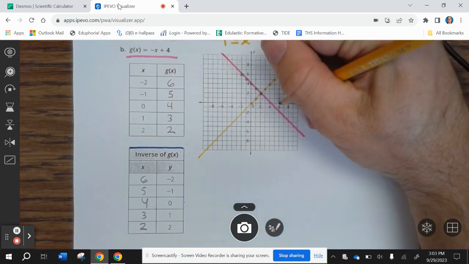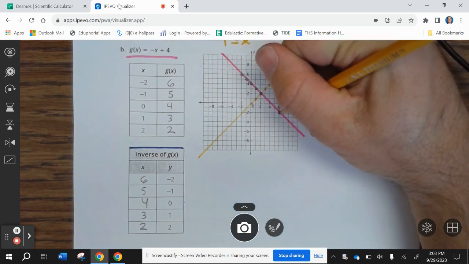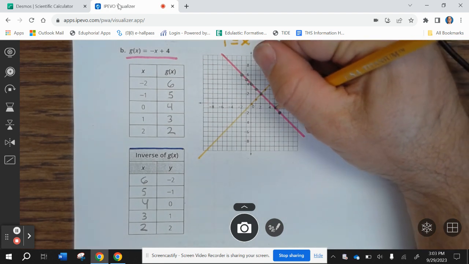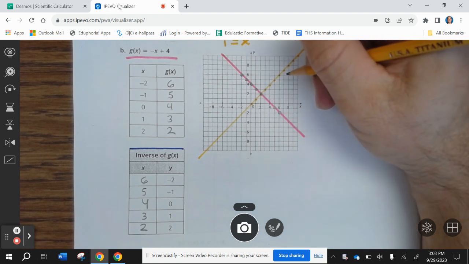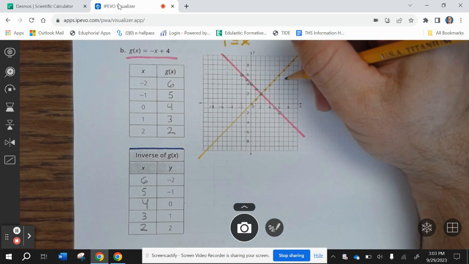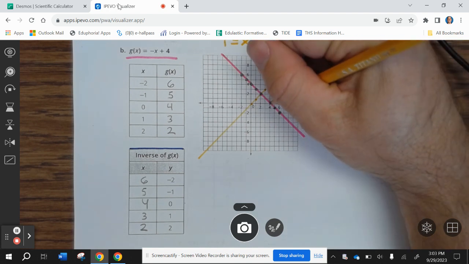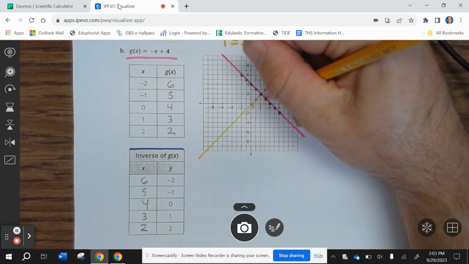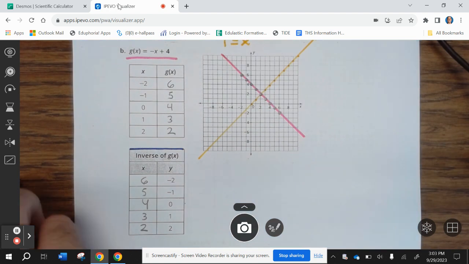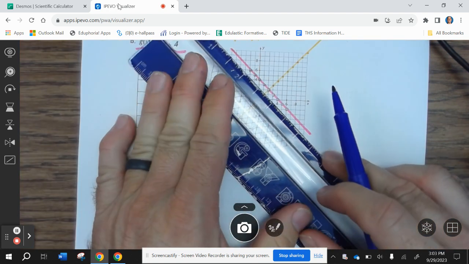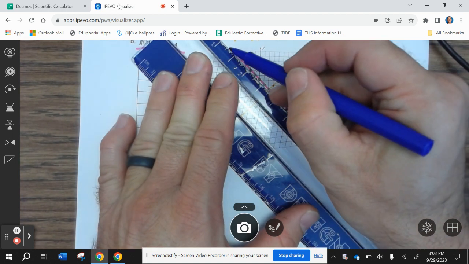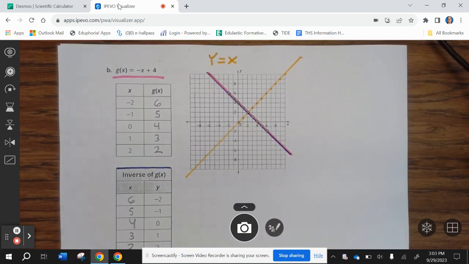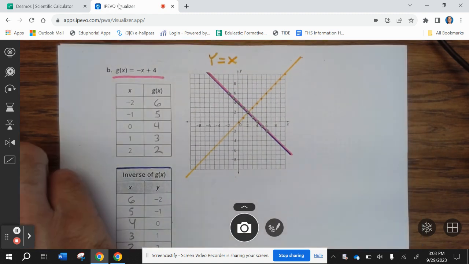So (6, -2), (5, -1), (4, 0), (3, 1), (2, 2). Okay. Now let's find the inverse. So first step, change g(x) to y.